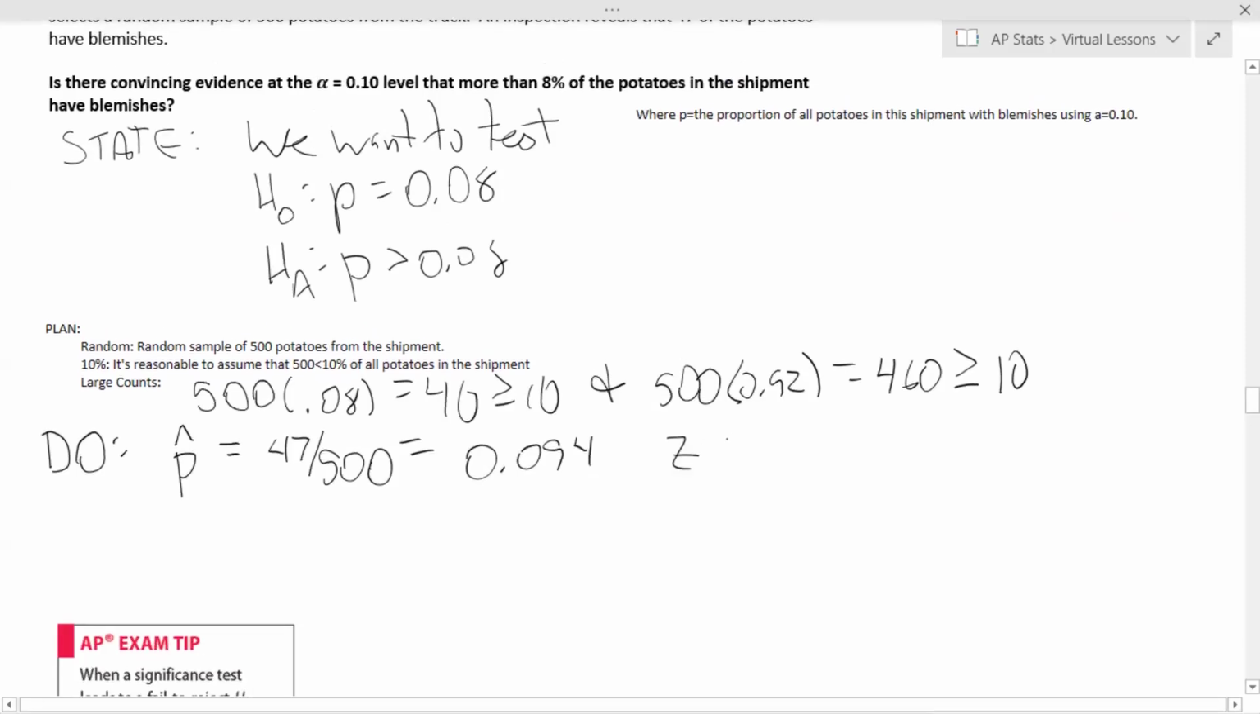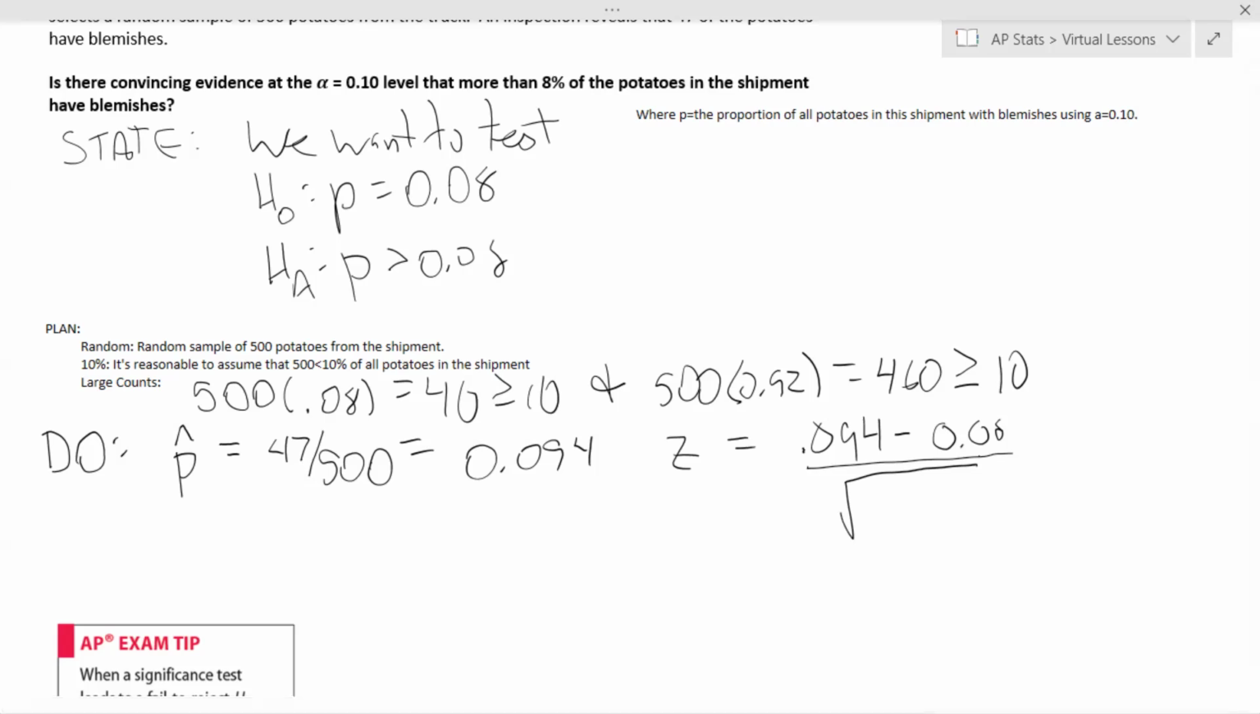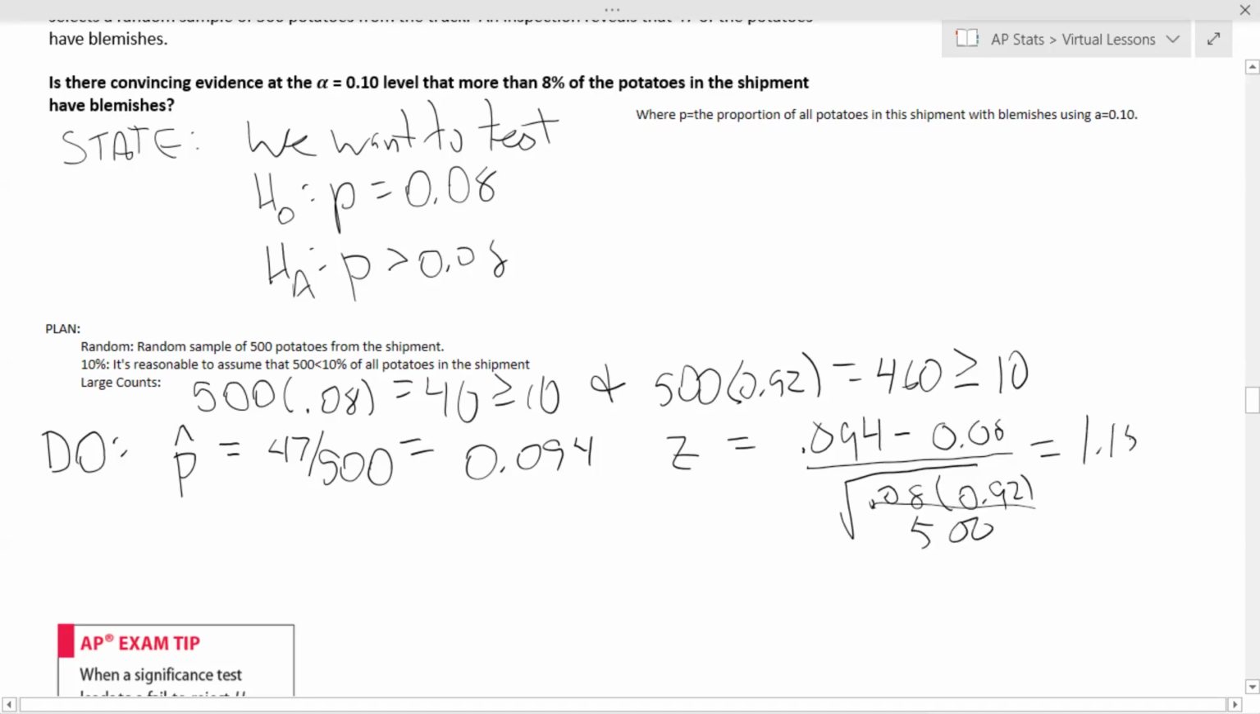So z is equal to 0.094 minus 0.08 divided by, now remember, we're going to use the null proportion, not the sample proportion, because we're trying to determine the p-value of getting this sample result if the null were true. We're not trying to create a confidence interval. So it's going to be 0.08 times 0.092 all over 500, which equals 1.154.